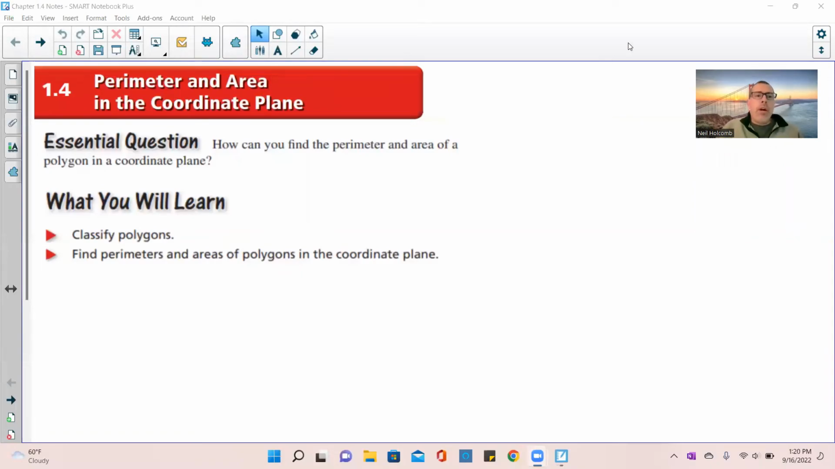All right, chapter 1.4, perimeter and area in the coordinate plane. Essential question: how can you find the perimeter and area of a polygon in the coordinate plane? What you will learn in this chapter section is how to classify polygons, and you will find perimeters and areas of polygons in the coordinate plane. So let's get right to it.